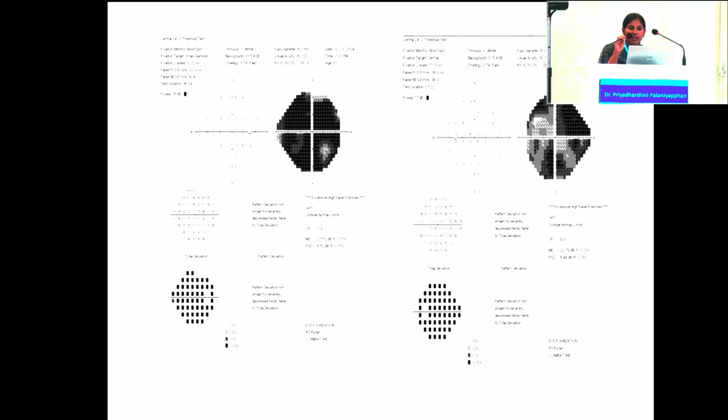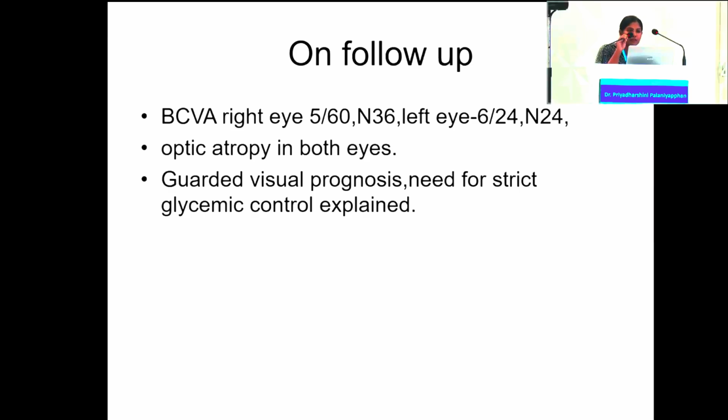Her field defect at the last visit showed severely depressed fields. On follow-up, her vision improved to 5/60 and 3/6 in the right eye, and left eye improved to 6/24 and 2/4. There was pale disc in both eyes.